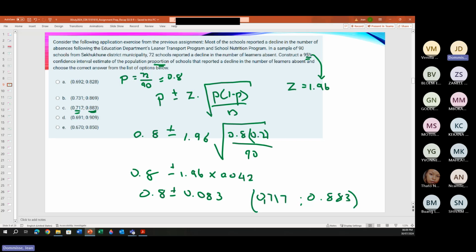Which is also there. Okay, so this one, we're working with a proportion. Then for proportion, we're going to use a Z. Then we use the confidence interval formula, and we get our answer of option C. Okay.